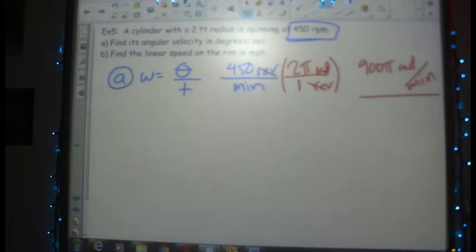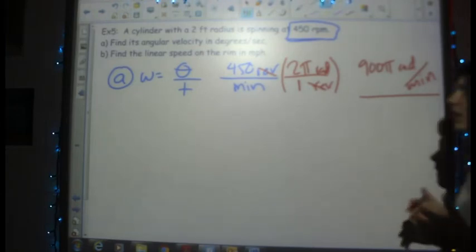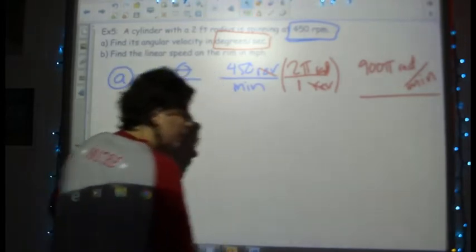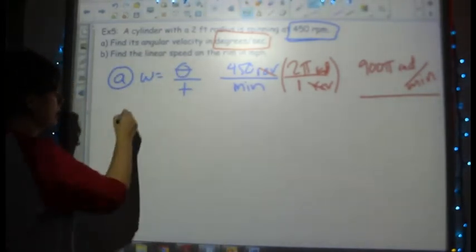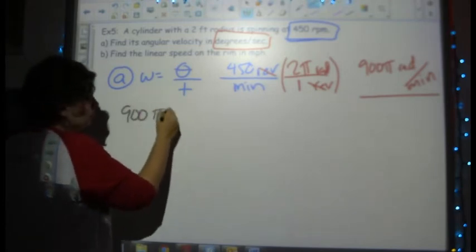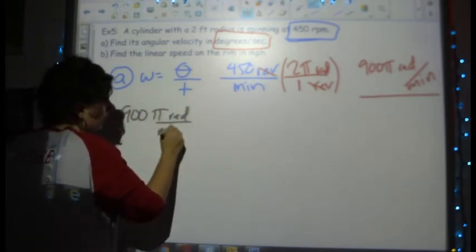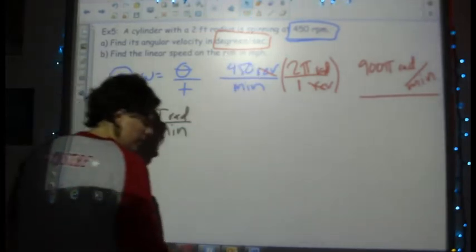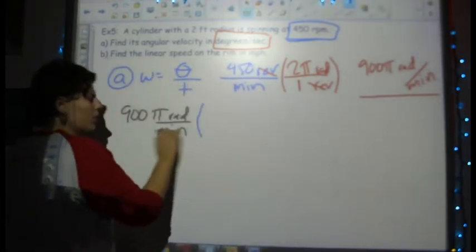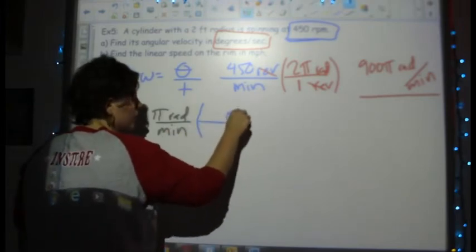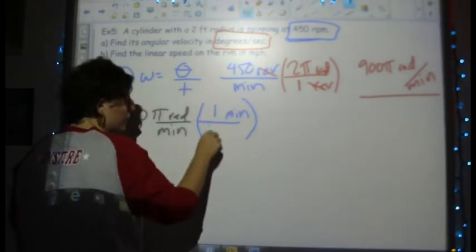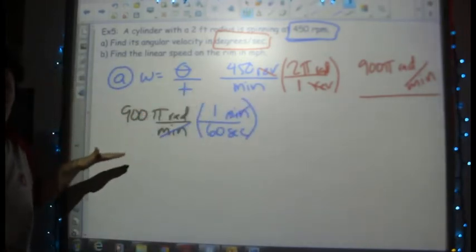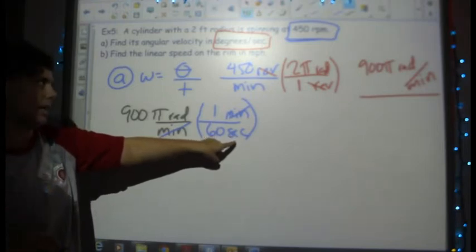Now 900 pi radians per minute is perfectly fine. However, it is not my answer to this question. I know it's not the answer because it asked me for degrees per second. So again, I've got to do some rewriting here. I have 900 pi radians per minute, and I need to change it into degrees per second. Well, let's go ahead and change the minutes first. I see that my minutes are on the bottom, so I need to put minutes on top. And I know there's 1 minute for every 60 seconds. And since the minutes are on the top and the bottom, they cancel. So now I'm into seconds.